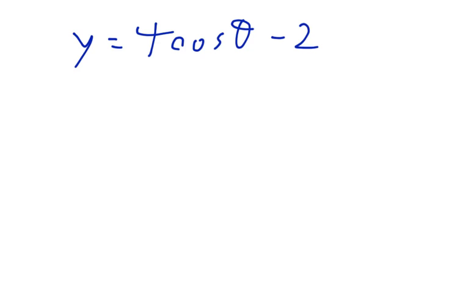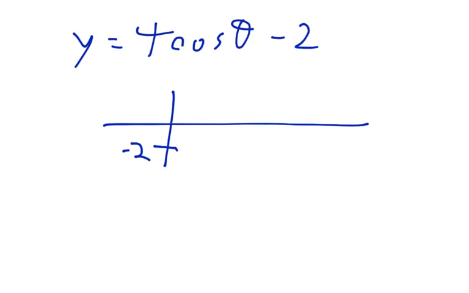Okay, this is the first of our graphing ones. And my middle is at -2. And since my amplitude is 4, my maximum is going to be 2, and my minimum is going to be -6. Now, since nothing happened with the period, it is going to stay at 2 pi.